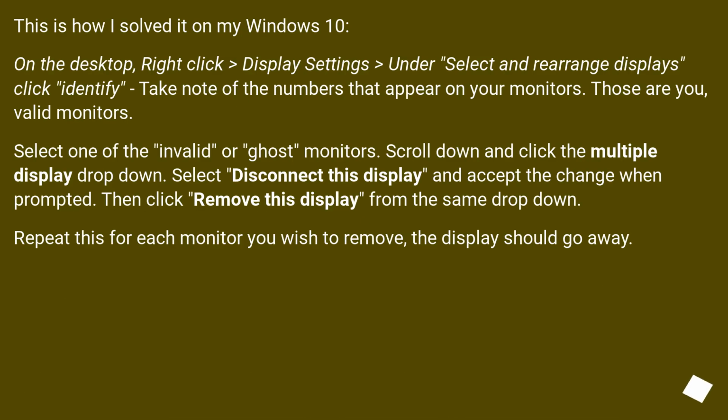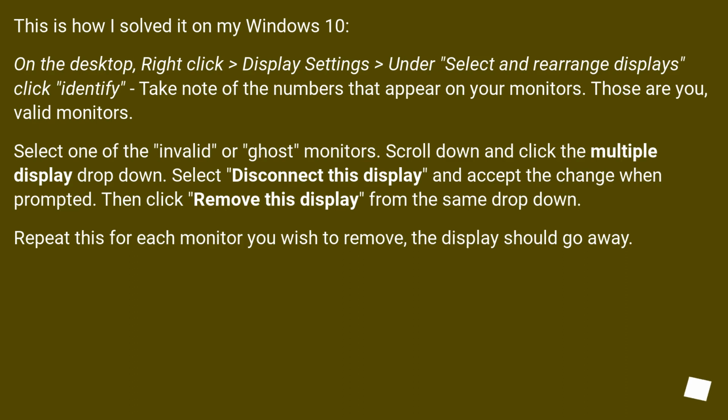This is how I solved it on my Windows 10. On the desktop, right-click and go to display settings. Under select and rearrange displays, click identify, and take note of the numbers that appear on your monitors. Those are your valid monitors.